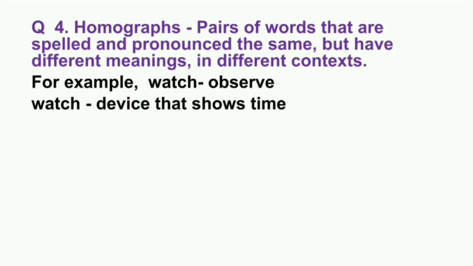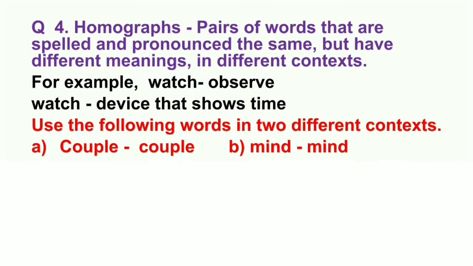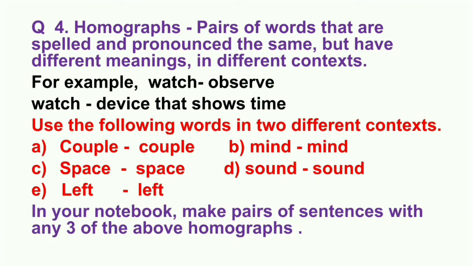This is what we call homographs. Question. Use the following words in 2 different contexts. Words: A. Couple, B. Mind, C. Space, D. Sound and E. Left. Question. In your notebook, make pairs of sentences with any 3 of the above homographs.